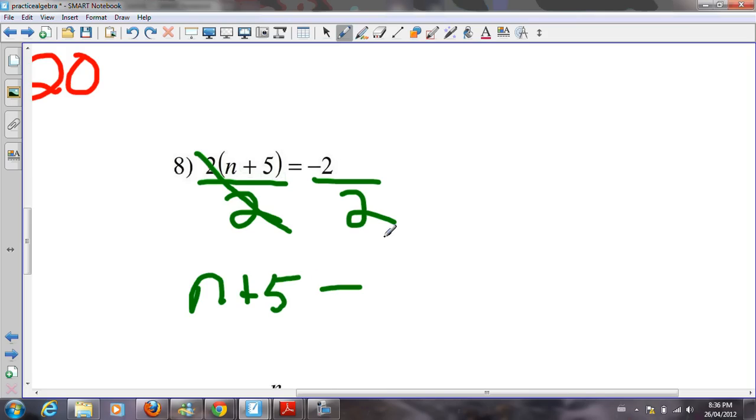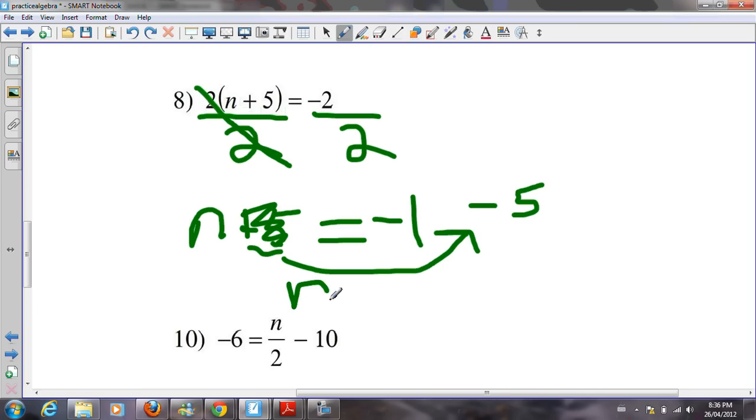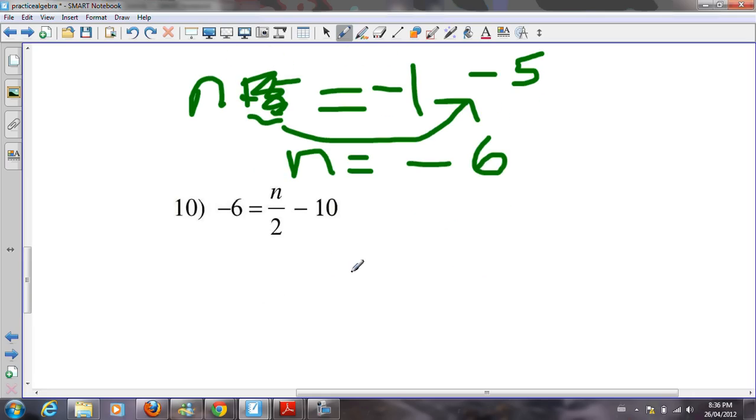equals, well, 2 divided by 2 is 1. And a negative divided by positive is a negative. So now all we have to do is shift this plus 5 over to the other side. And it becomes negative 5. That gets rid of it. Now we're left with n equals negative 1, take away 5 more, is going to be negative 6. And that will be our answer for that one. So in these two-step problems, you always start with the plus or minus first and shift him over. And then you've got to times it by a number, or sometimes you got to divide it by a number, depending upon what the opposite is.